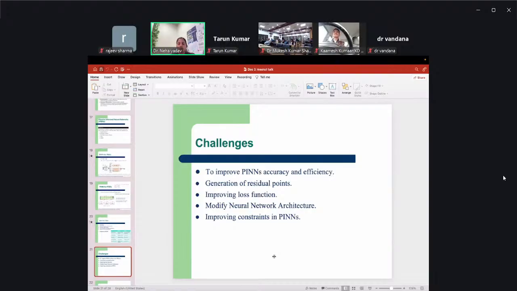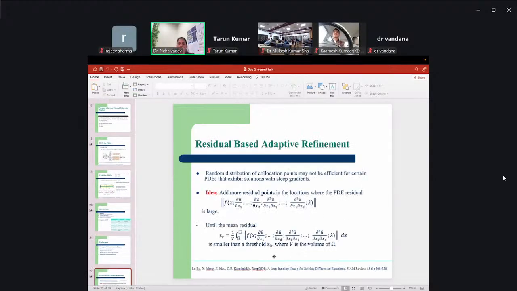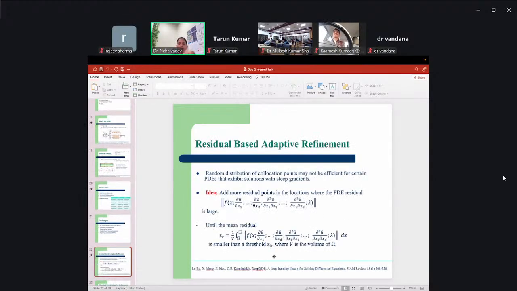Based on these challenges in the neural network, some improvements in this area have also been proposed, and which I try to bring over here. First of all is the residual based adaptive refinement, which is called RAR. This is the improvement for one of the challenges I mentioned in the last slide: in PINNs, the collocation points are randomly generated.